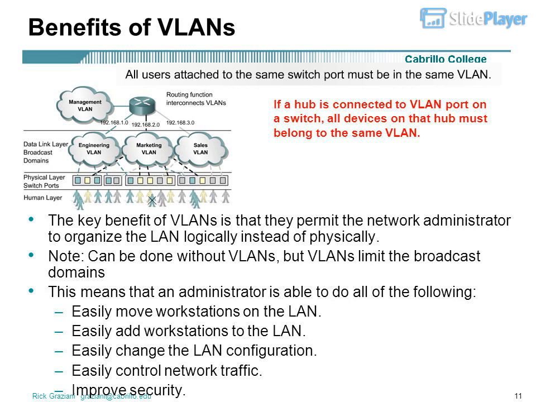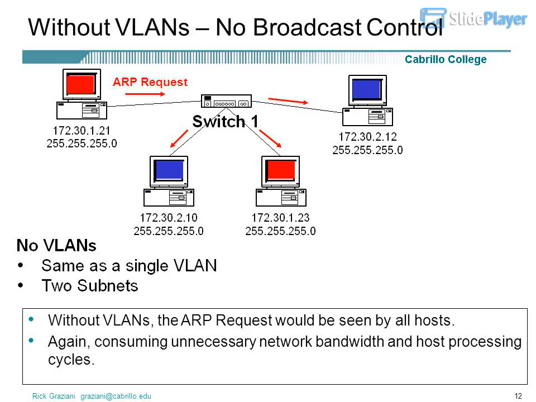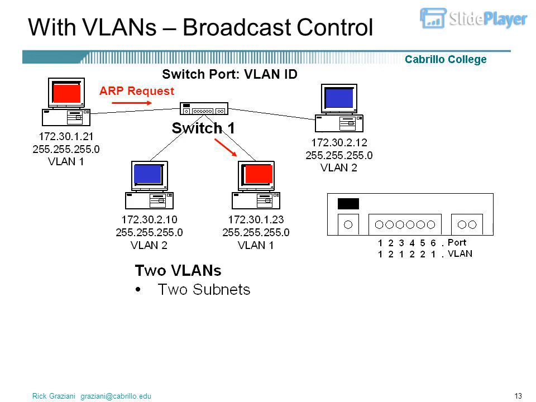Without VLANs, no broadcast control. ARP request. Without VLANs, the ARP request would be seen by all hosts, again consuming unnecessary network bandwidth and host processing cycles. With VLANs, broadcast control.